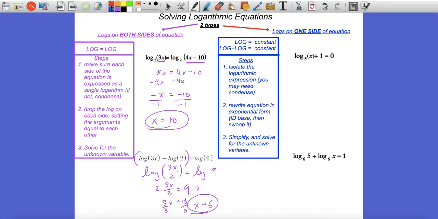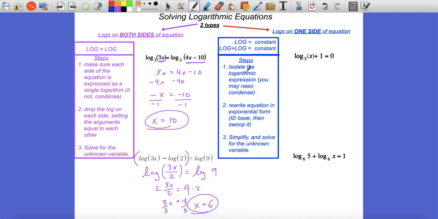All right, let's look at where logs are just on one side of the equation. So the difference when there's logs on one side of the equation, rather than just dropping the logs as we were able to do here, what you're going to have to do is rewrite it in exponential form once we isolate our log expression on each side. So we want to start by isolating the logarithmic expression.